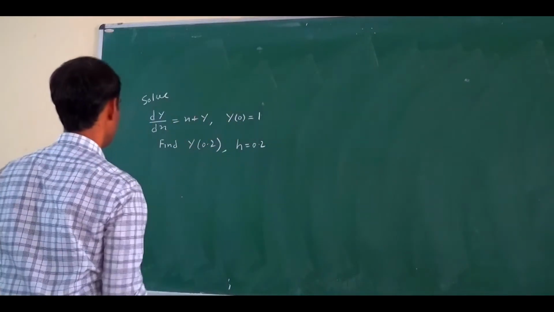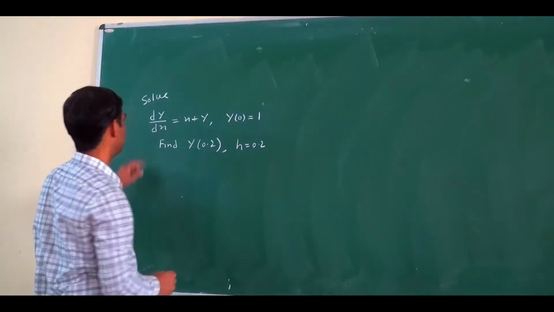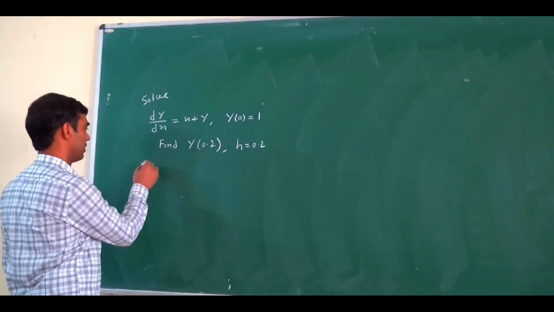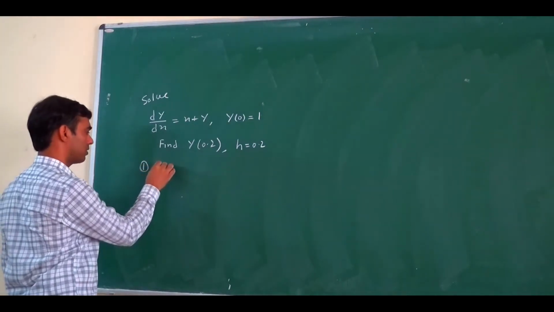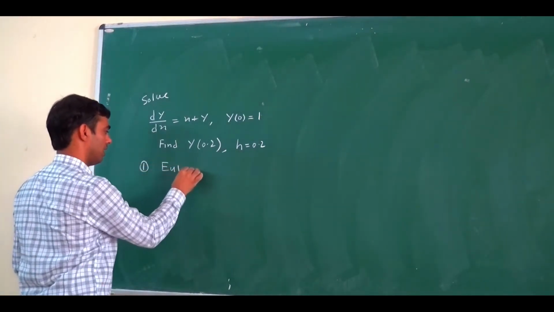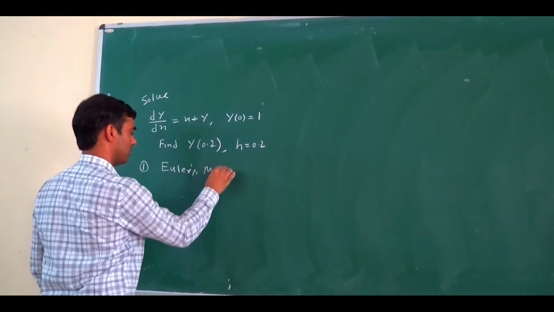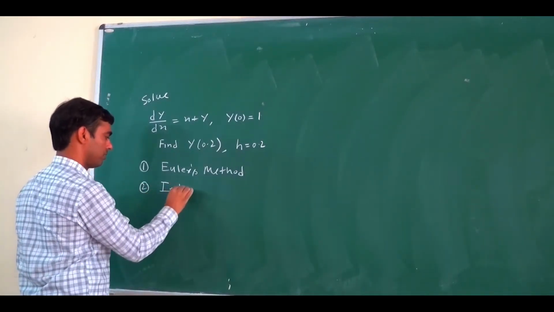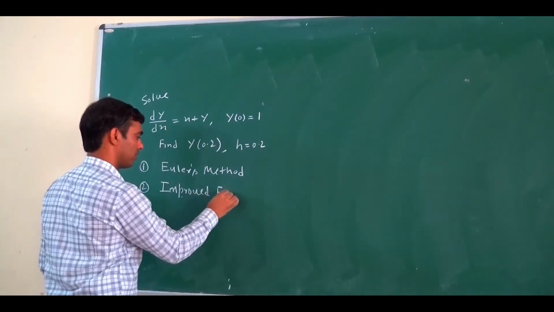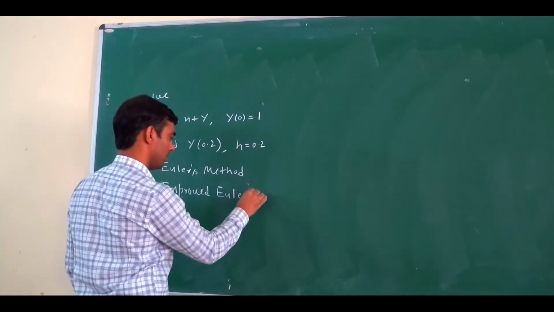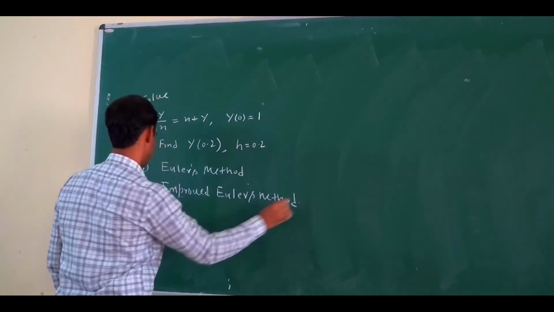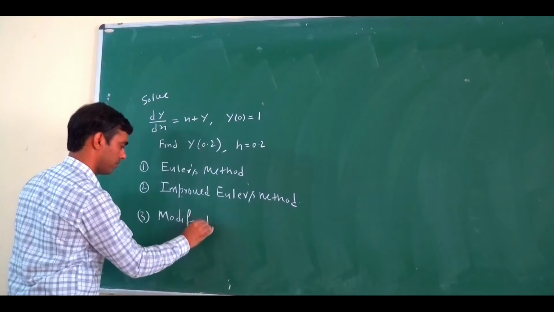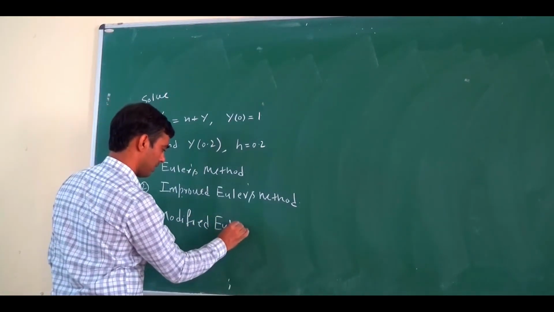So solve this equation first by Euler's method, then by the improved Euler method, and then the third one, by the modified Euler's method.